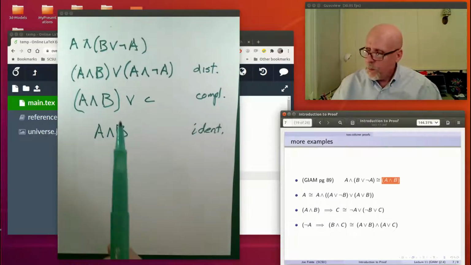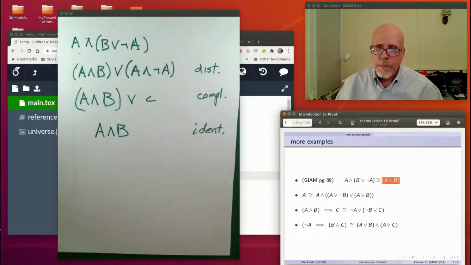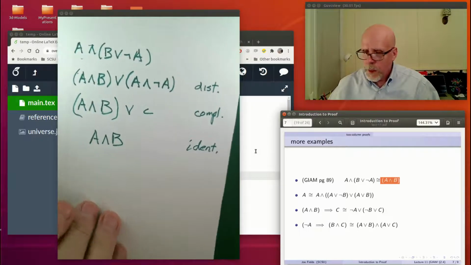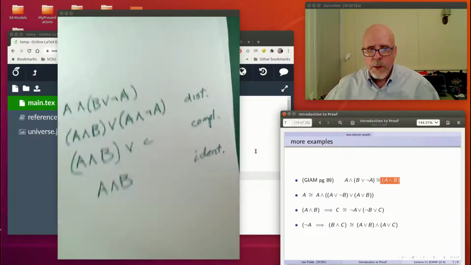So we went from the thing on the left, A and B or not A, and we ended up with the thing on the right, following a sequence of pretty simple steps. And so that's what you want to do. All right, let's push on and do the second one there.